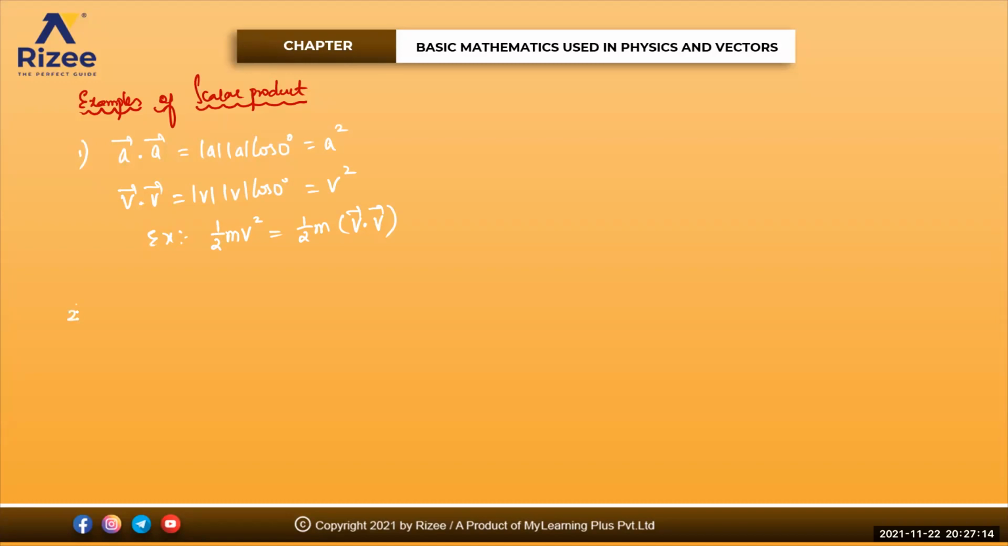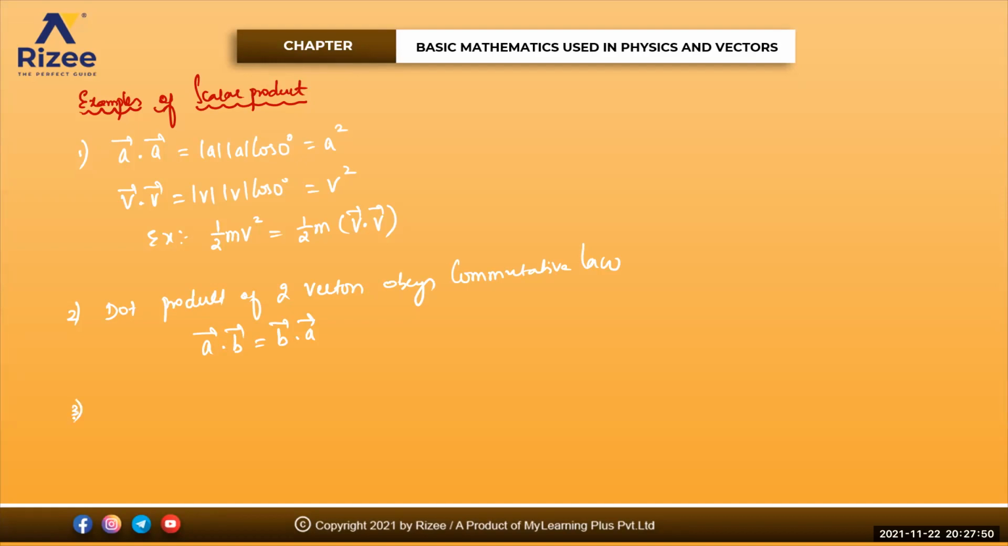Next one. See, dot product of two vectors obeys your commutative law. That is, a bar dot b bar will be equal to b bar dot a bar. Clear? a bar dot b bar will be equal to b bar dot a bar. Is it clear for everyone?